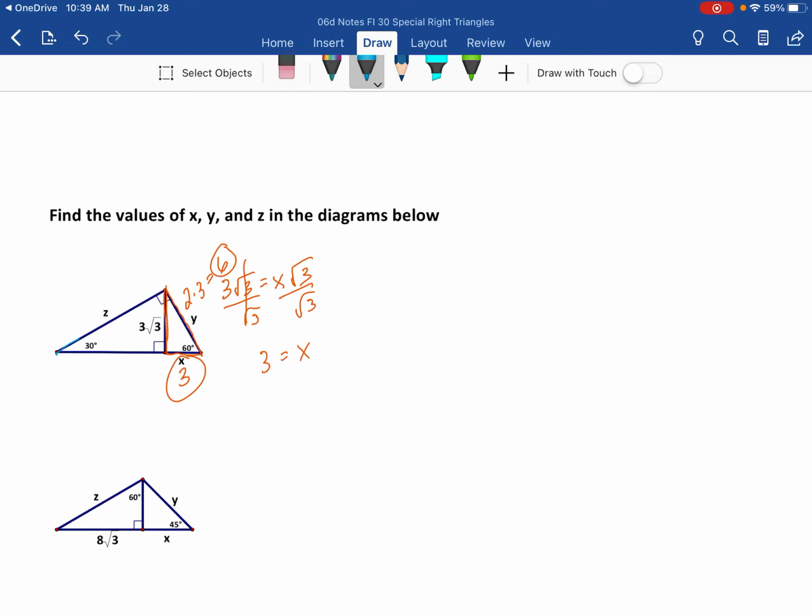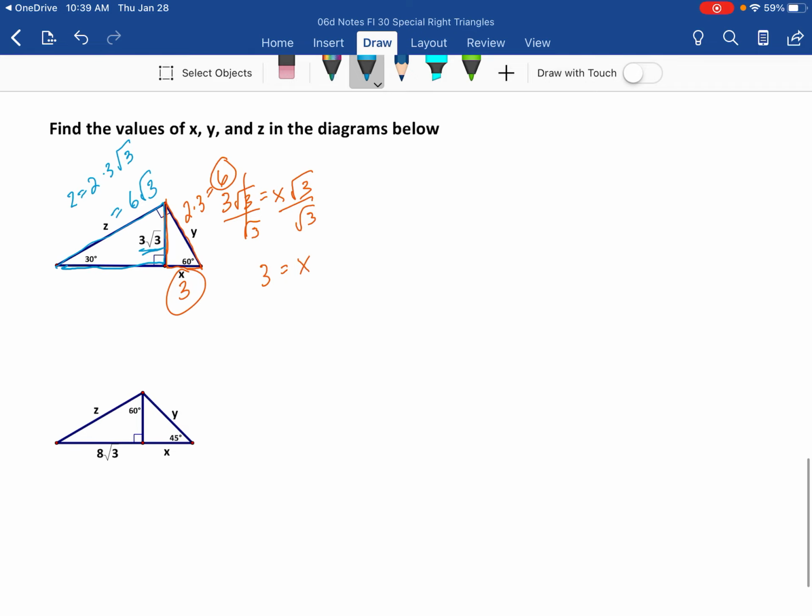I'm going to change colors, and we're going to go to the other side. So let's look at the other side. I'm given my short leg, and I need to find my hypotenuse. I know that my hypotenuse is equal to 2 times my short leg, so z must be equal to 6 radical 3. Okay, let's go to the next one.